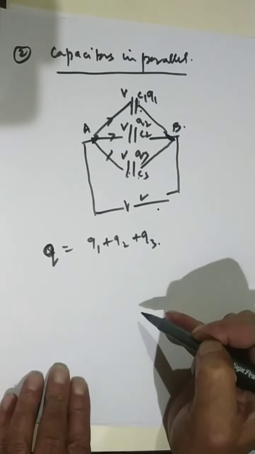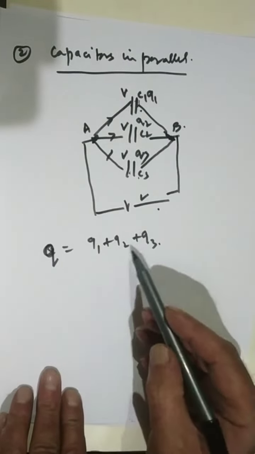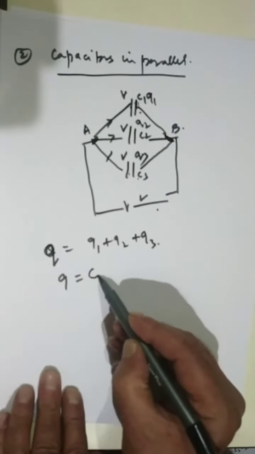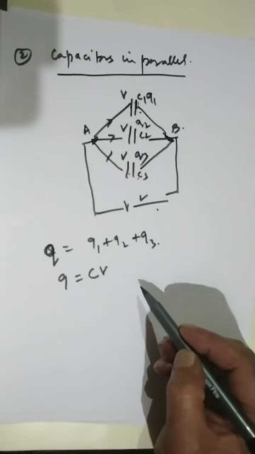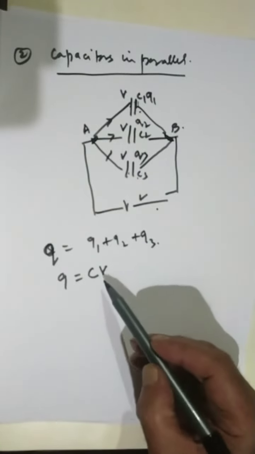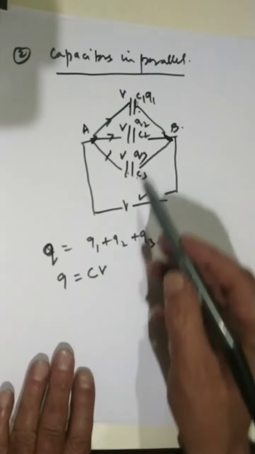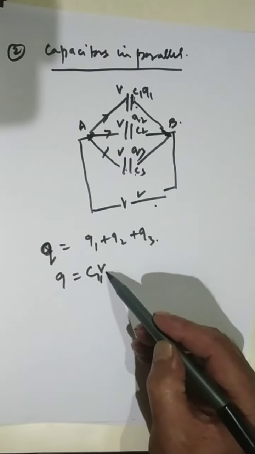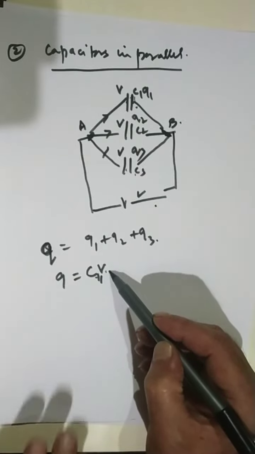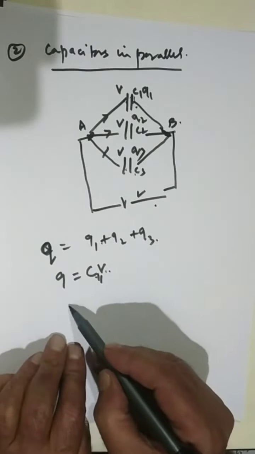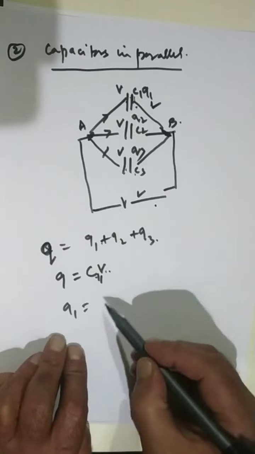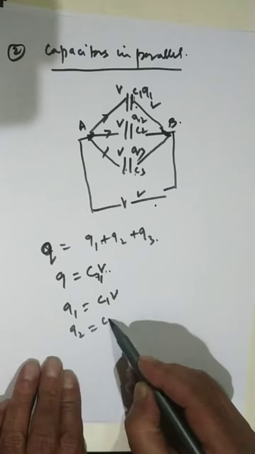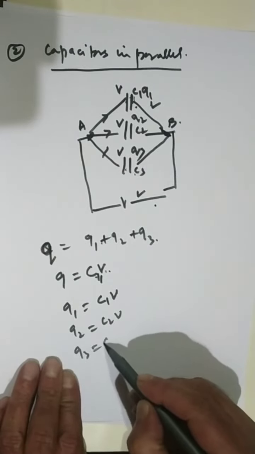Okay. Now we know that Q is equal to CV. Now Q is equal to CV, and since here it is parallel, we write C parallel. Now potential is the same, so we will write Q is equal to C parallel V. Now Q1 will be equal to C1V, Q2 will be equal to C2V, Q3 will be equal to C3V.